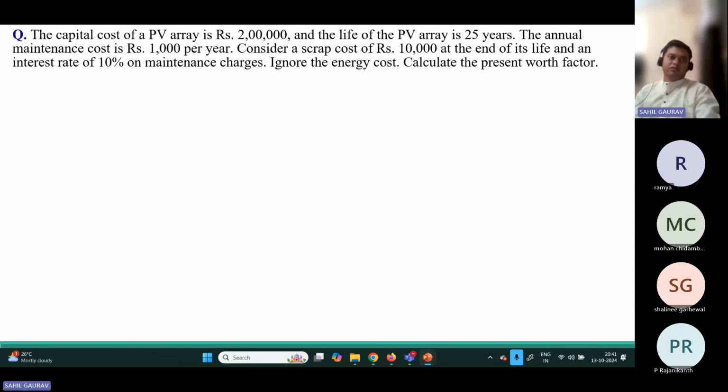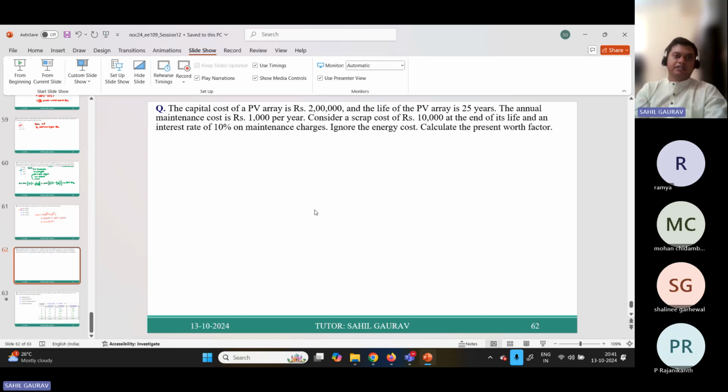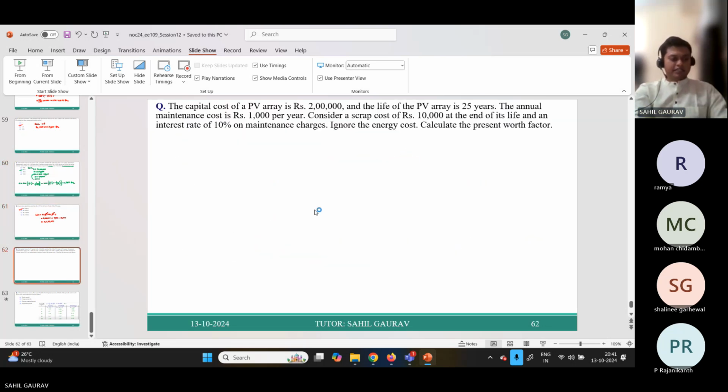Now let us come to the next problem. The capital cost of the PV array is 2 lakh and the life of the PV array is 20 years. Then I think we have solved this problem. No, it is asking about the present worth factor. Sorry.